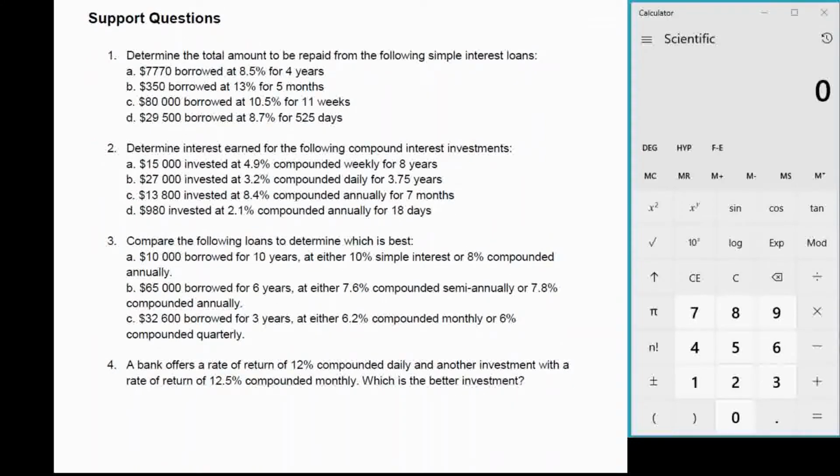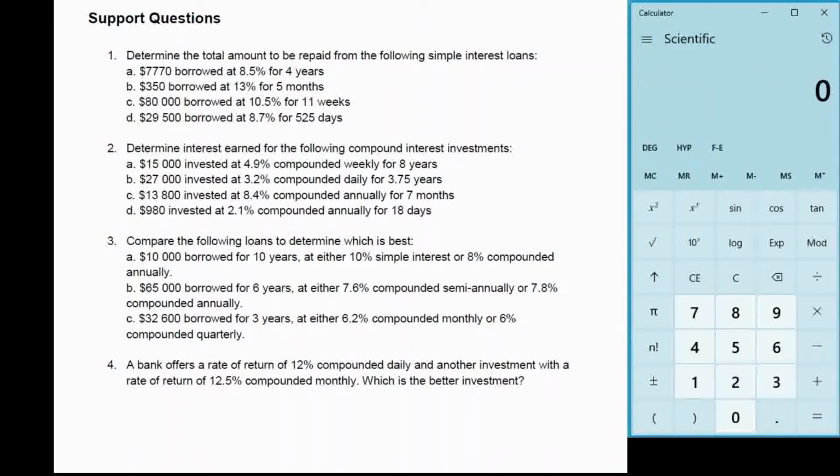So the questions you'll see here, I'll do one of each for 1, 2, and 3, and then I'll talk through number 4. Let's do 1B. So we have $350. It says determine the total amount to be repaid for these simple interest loans. So $350 times 13%, and it's over 5 months. I have to add to this value, that's the interest, the $350, so I'll have to pay back $369.96.